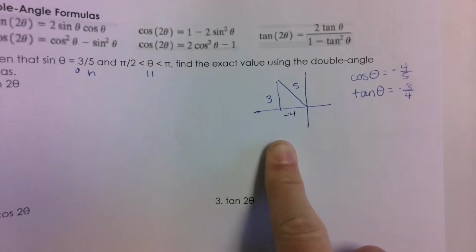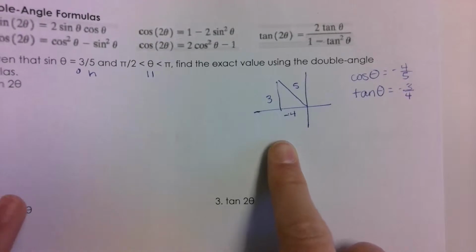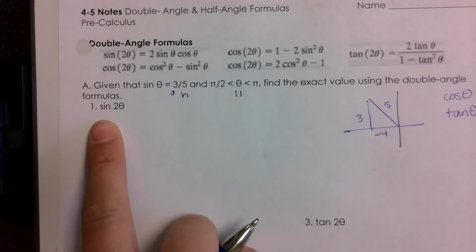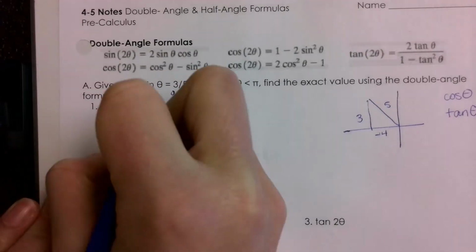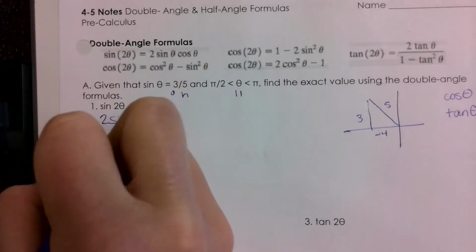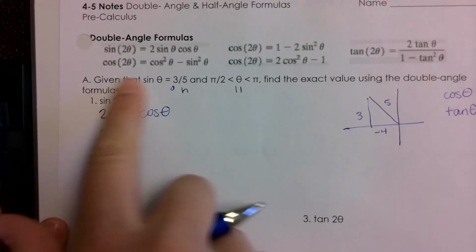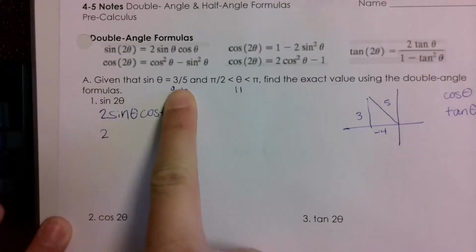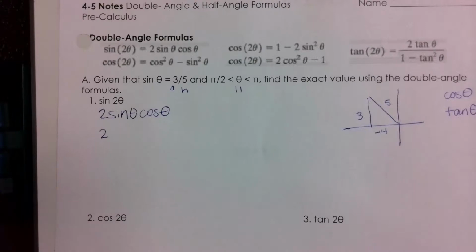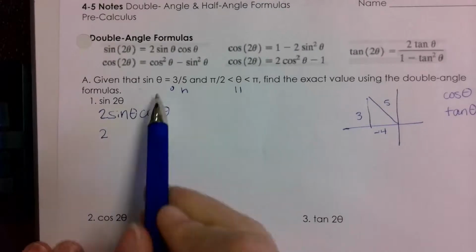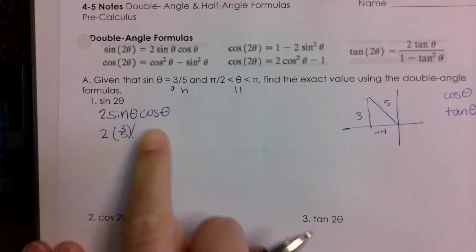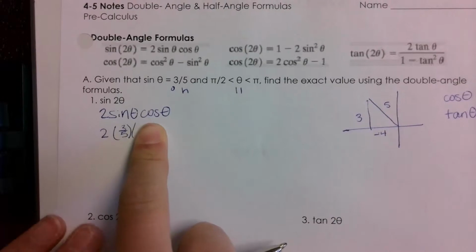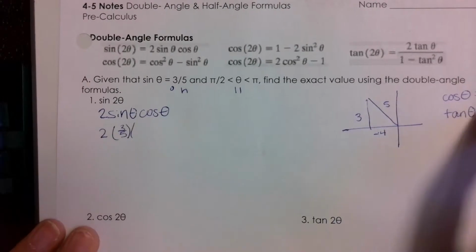Questions on any of that? All right. So we are going to use our rules up top to find sine of 2 theta. Sine of 2 theta says that you do 2 times sine of theta times cosine of theta. So we'll do 2 times sine of theta. And what was sine of theta? Sine of theta was 3/5. That's what they gave you to start with. So we're doing 2 times that. And then we have to multiply by cosine theta as well, because that's part of our rule. And what did we find that cosine theta was? Negative 4/5.